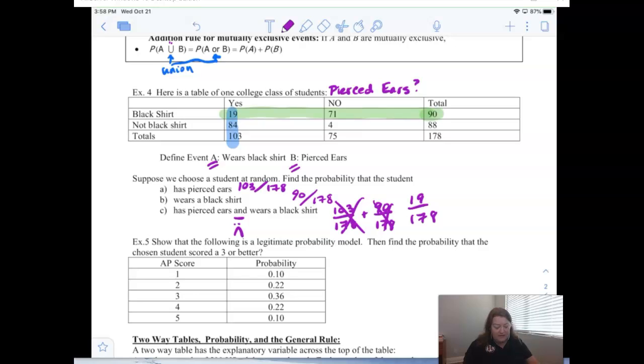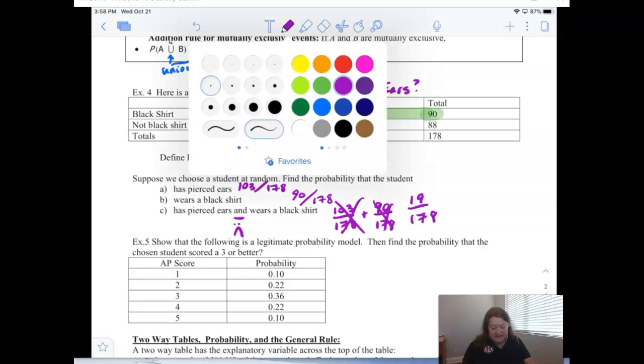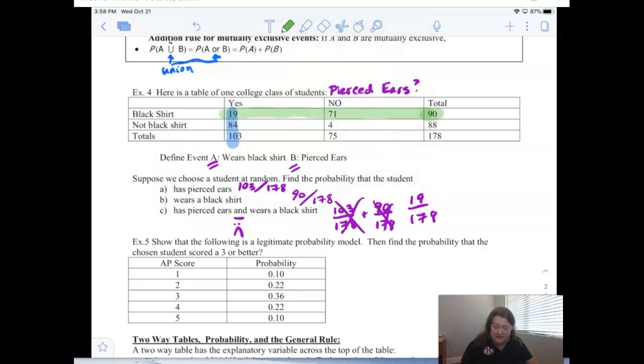All right. The other thing we want to show you is that this is a table method, and that's really nice when there's only 2 categories. But we could also make Venn diagrams out of these too, right? So I could make this one the shirt, and I could make this one the pierced ears, right? So what number would be in the overlap section? That would be the 19.